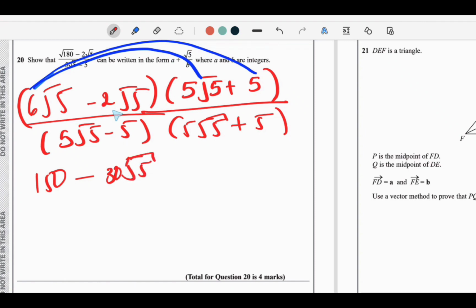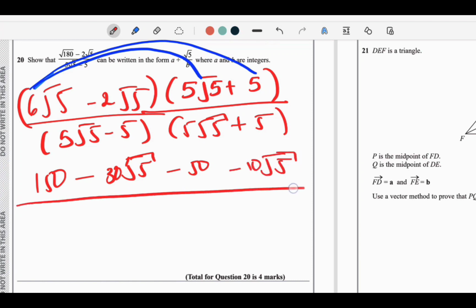Now I move on to the 2 root 5. So negative 2 root 5 times positive 5 root 5. 2 times 5 is 10. 10 times 5 is 50. So minus 50. And then negative 2 root 5 times 5 would be negative 10 root 5 over 5 root 5 times 5 root 5 is 25 times 5, which is 75.